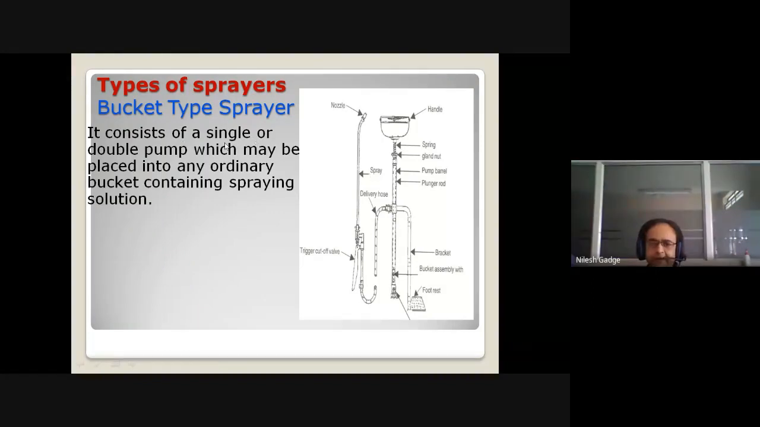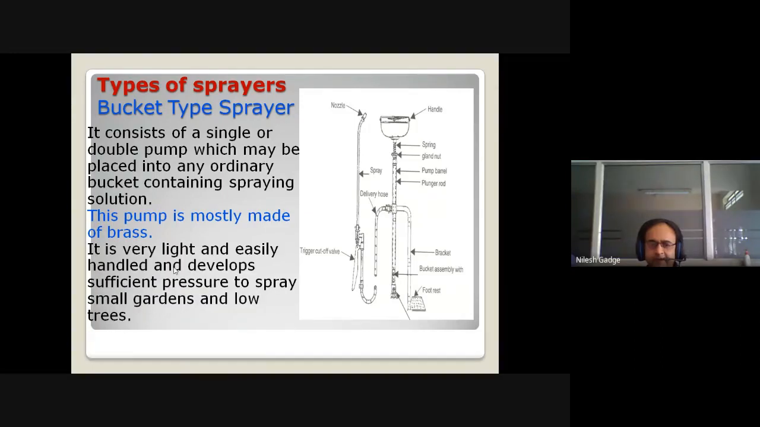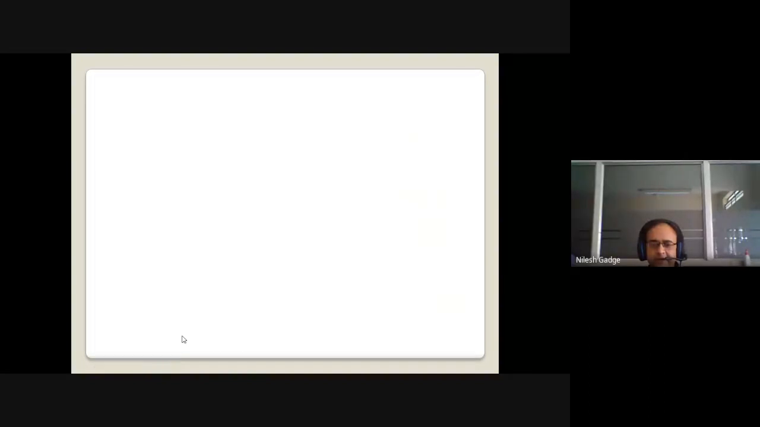So it consists of a single or double pump which may be placed into the bucket. Here the pump is there, one or two pumps. If one bucket is there, then the pump is inserted here. The pump is mostly made of brass. It is very light and easily handled. It is not in your syllabus, but I am completing this. It develops sufficient pressure to spray small gardens and low trees, about 4 to 10 kg per square centimeter.